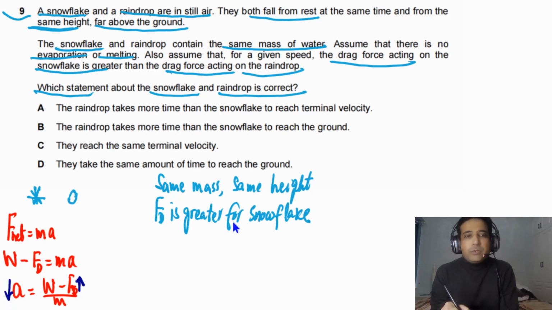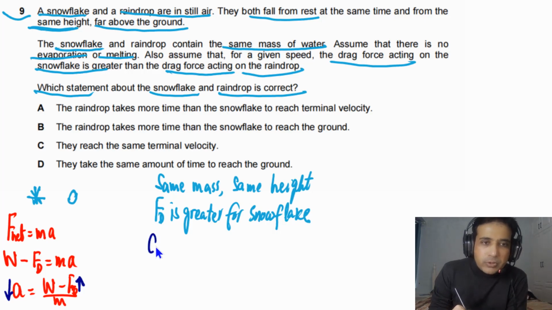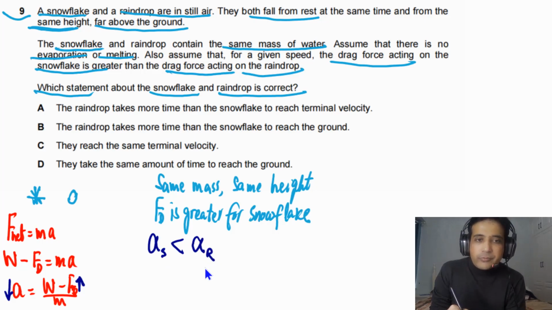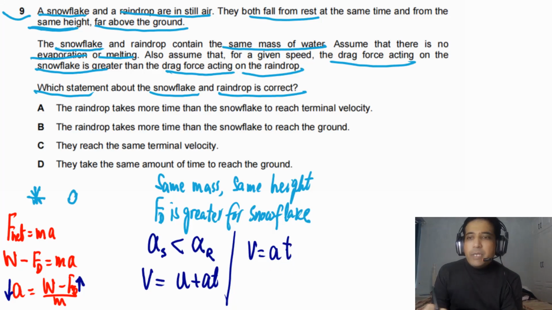So we will say the acceleration of snowflake S will be lower than acceleration of raindrop. So I'm just using R for raindrop. Acceleration will be lower. Now we can also compare the velocity. V is equal to U plus at, but in this case they have initial velocity 0, so we can simply say V is equal to at. Now we need to understand comparison between time.